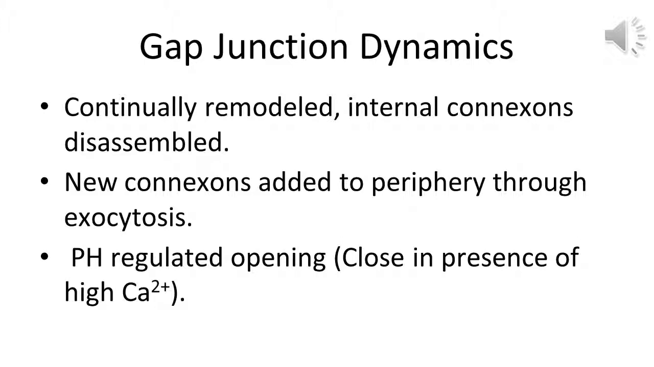This is particularly important when an adjacent cell dies and its plasma membrane becomes leaky. The influx of extracellular ions in the dead cell would transfer over to an adjacent cell if gap junctions remained open. Through this process, the death of one cell does not lead to the death of neighboring cells.